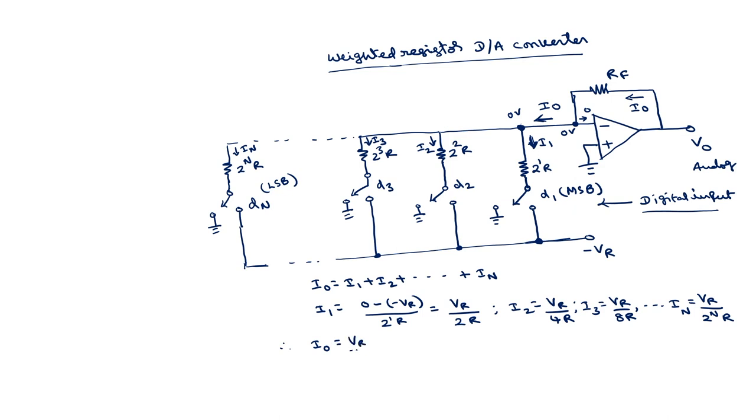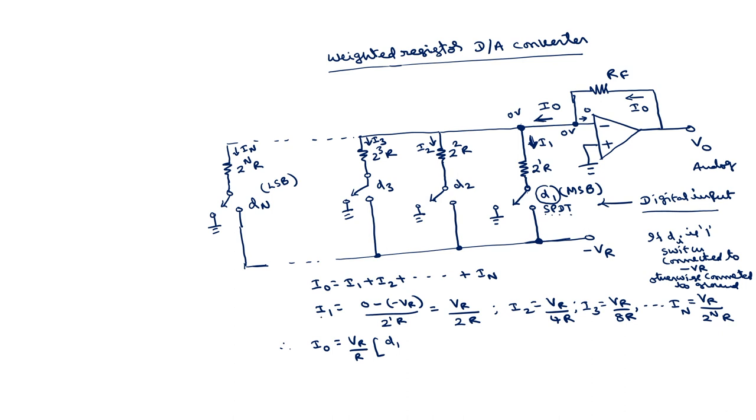So VR by R, if we take as common. Here the switch we are going to use is called a single pole double throw switch, SPDT. If the bit is 1, it is connected to minus VR. If Di, in general i varies from 1 to N, is 1, at logic 1 the switch connects to minus VR. If the bit is 0, it will be connected to ground. So we can call this one D1.